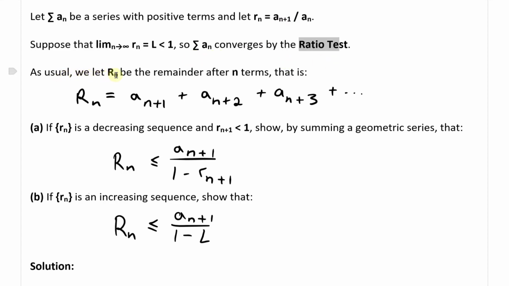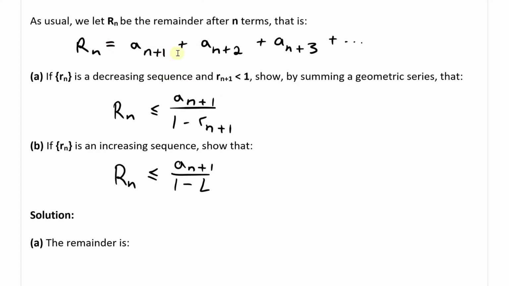So as usual, we let the remainder capital Rn be the remainder after n terms. That is, Rn equals an plus 1 plus an plus 2 plus an plus 3 plus and so on. If you recall my earlier videos on estimating sums, this is after the summation. Say we have a partial sum up to Sn. These are all the terms after that we didn't account for in our partial sum, hence the remainder. Because remember, we're dealing with infinite series.